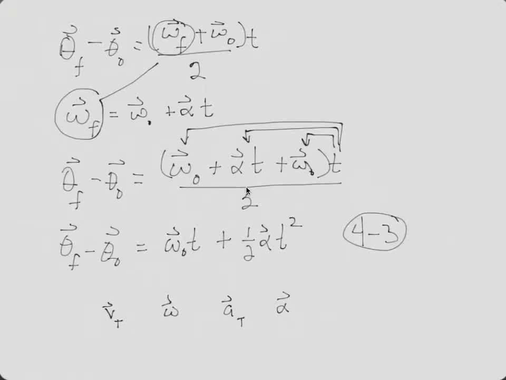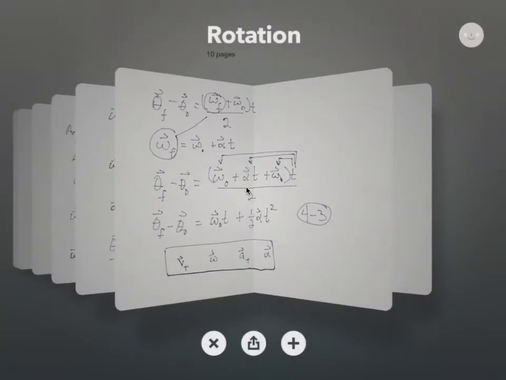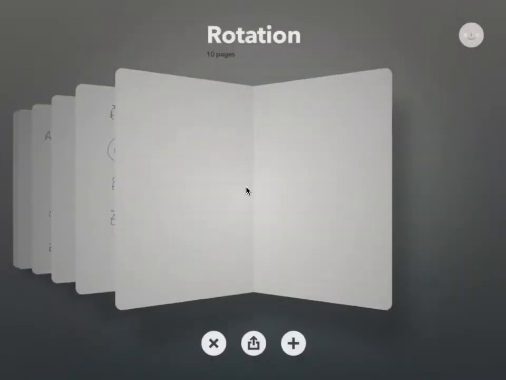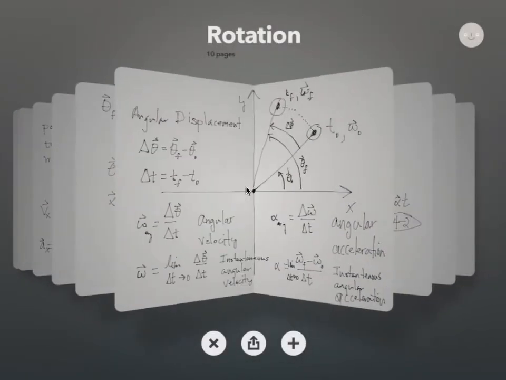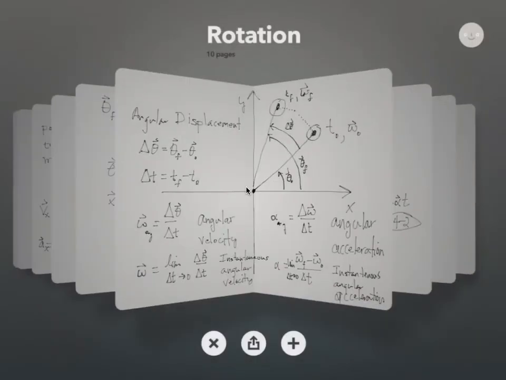In the last video, we ended by talking about working to connect our tangential velocity, our angular velocity, our tangential acceleration, and our angular acceleration with one another. And so this is what we're going to do in this video. And the way we're going to do it, let me just go over here and grab the picture that we started off with.